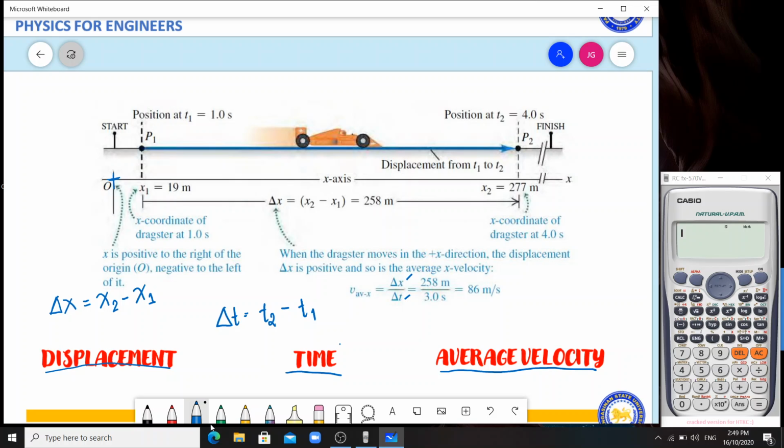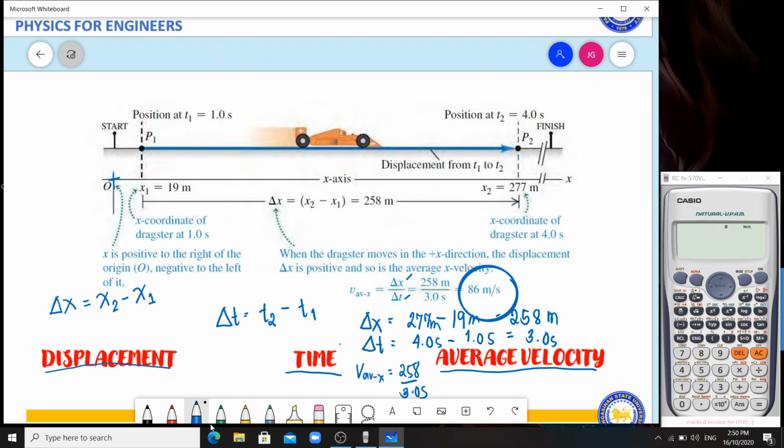In this scenario, our delta x is the final position, 277, minus the initial position, 19 meters, and that is equivalent to 258 meters. And then the delta time, or the time interval, is from 4.0 seconds minus 1.0 seconds, and that is equivalent to 3.0 seconds. When we say average velocity, we have to divide these two. V_av equals 258 divided by 3.0 seconds, which is equivalent to 86 meters per second.